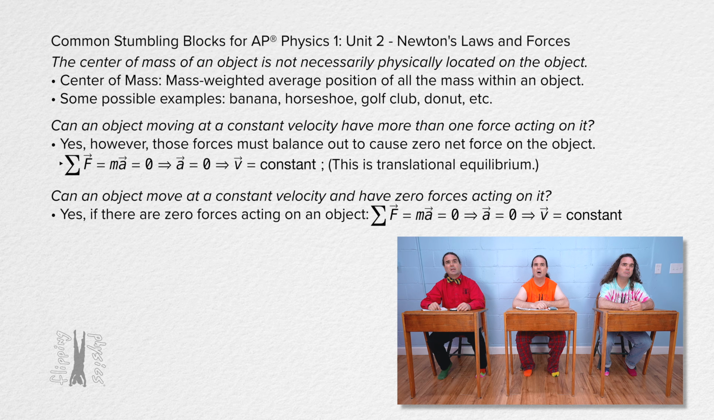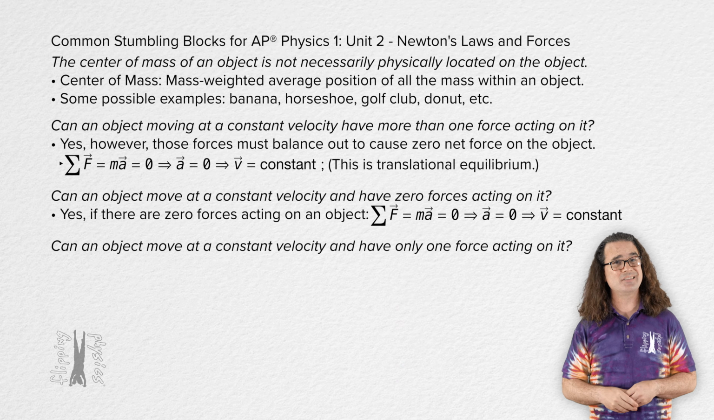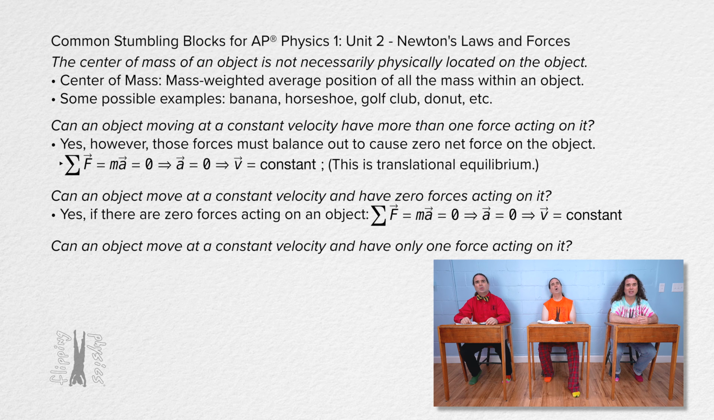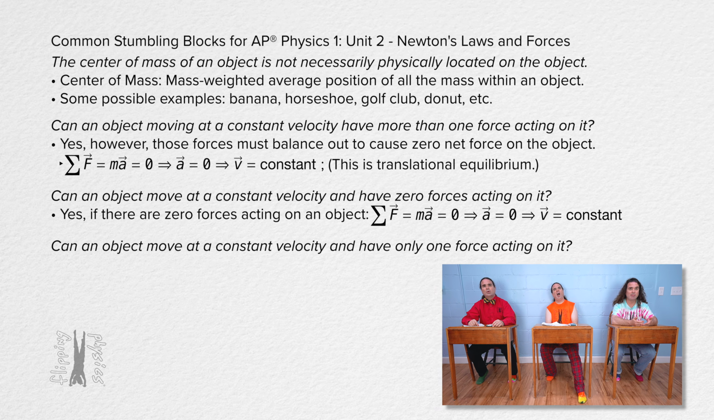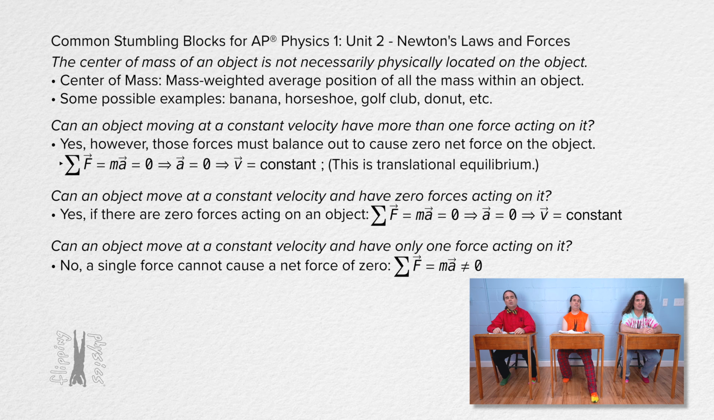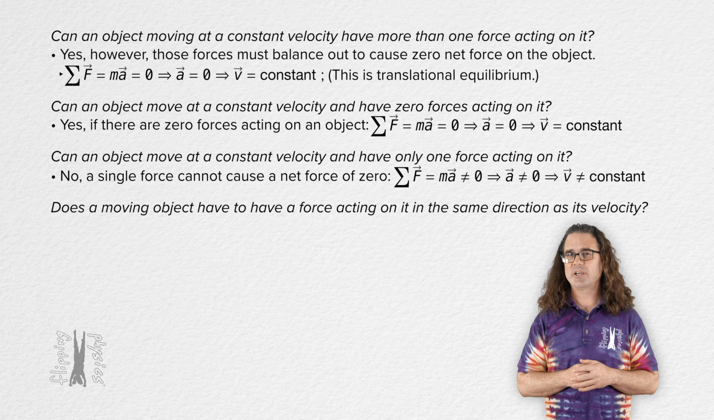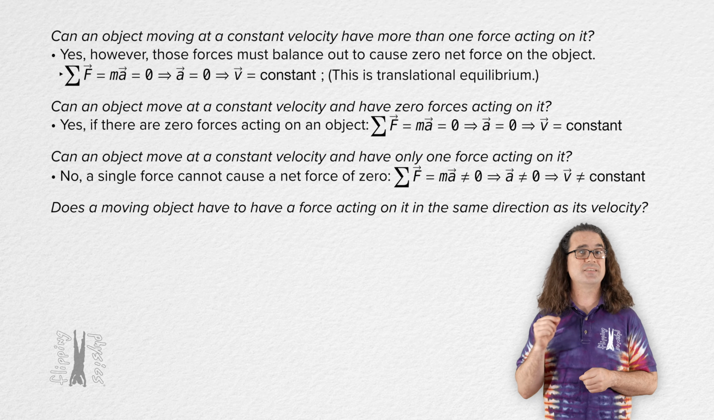Correct. Next, can an object move at a constant velocity and have only one force acting on it? If there is only one force acting on an object, then the net force, the sum of all the forces, cannot be equal to 0. Without another force to counteract the one force, the net force cannot be 0, so the acceleration of the object cannot be 0, so the velocity of the object has to change. So, no, it is impossible for an object with only one force acting on it to move at a constant velocity.